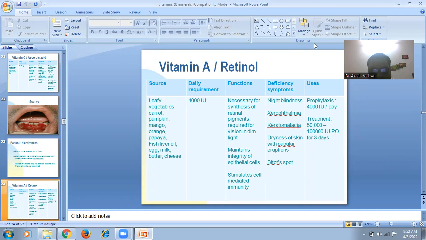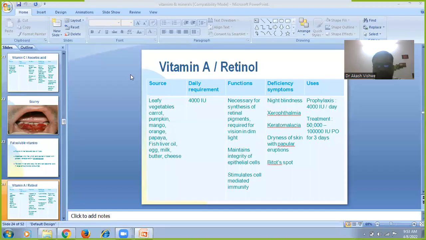The functions of vitamin A are: vitamin A is necessary for the synthesis of retinal pigments required for vision in dim light. Vitamin A maintains integrity of the epithelial cells. It also stimulates cell-mediated immunity. So these are some important functions of retinol.